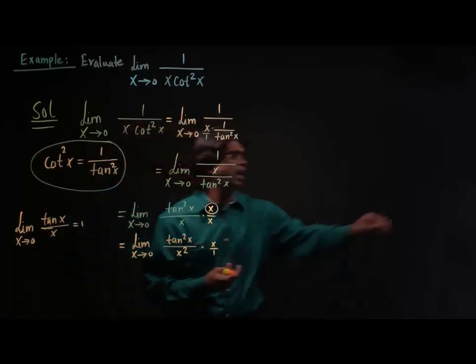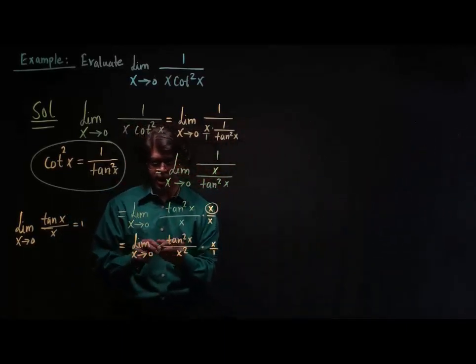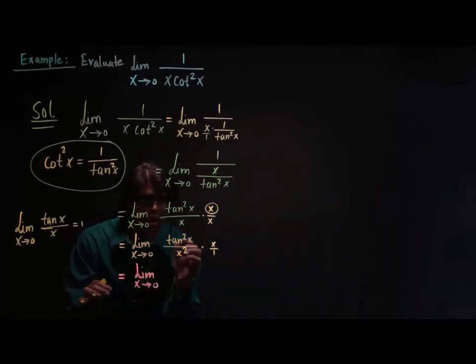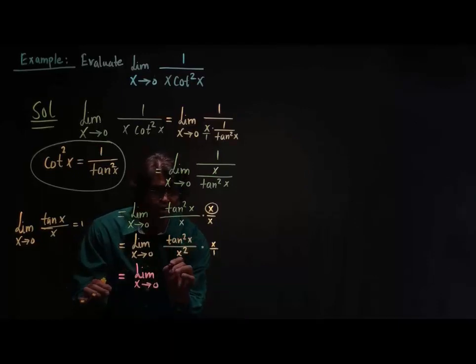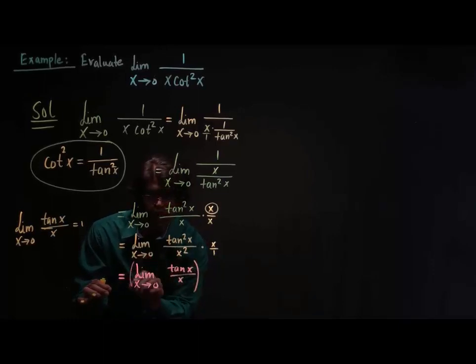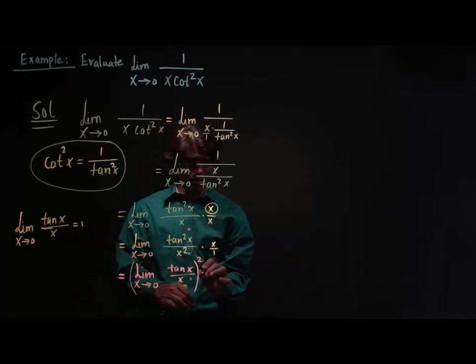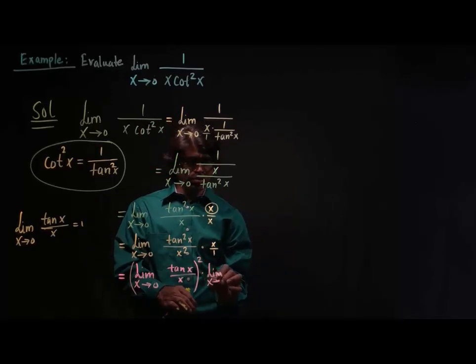Let's further simplify, and if I do that, I will write this one as limit x tends to 0, tangent square x over x square can be written as tangent x over x, whole square. And then I need to take the limit with x too, so I will write times limit x tends to 0 x over 1.